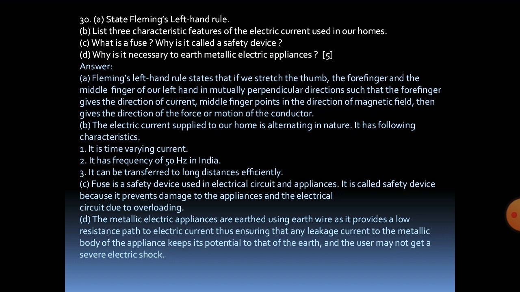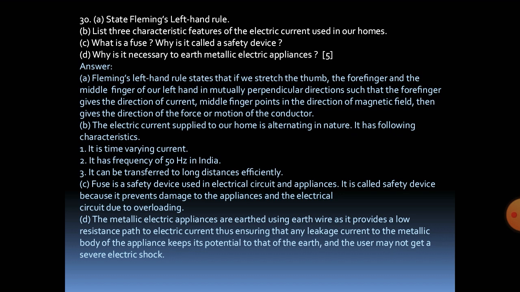You have to give the statement of Fleming's left hand rule here. Also list 3 characteristic features of the electric current used in our homes. You have to list the features of your current, which is alternating current. It is also a varying current, and the frequency is 50 hertz in India. You can write these features in this question.